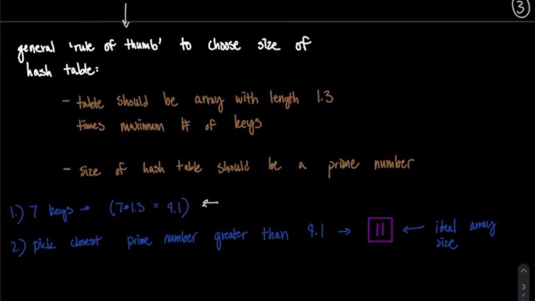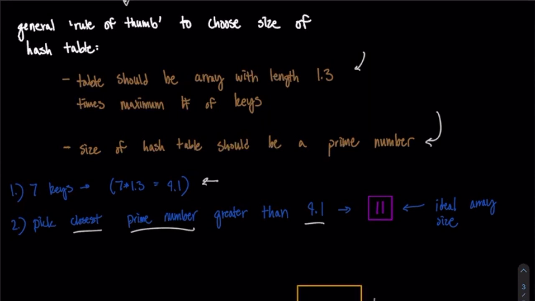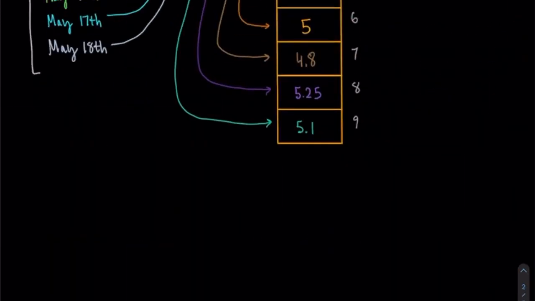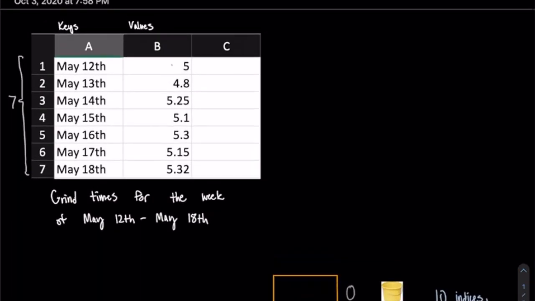The second rule, which will optimize it even further, is that the size of the hash table should be a prime number. So combining these 2 rules, we want the closest prime number greater than 9.1, or whatever the key count times 1.3 is. So in our case, the closest prime number greater than 9.1 is 11. So 11 would be our ideal size for our example here.